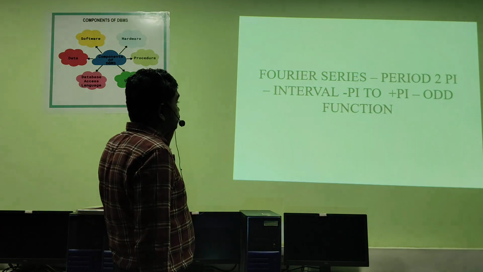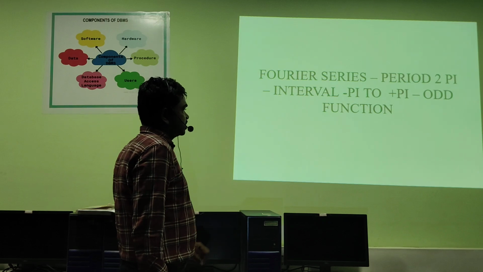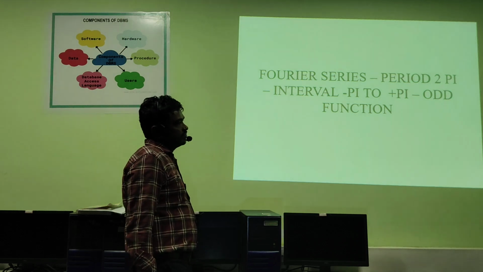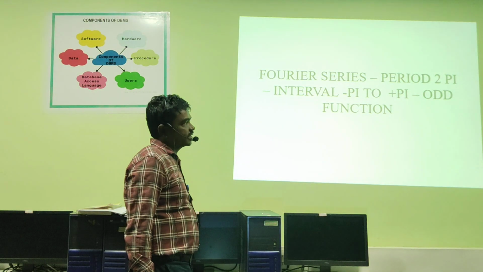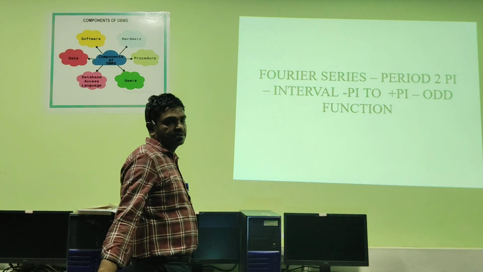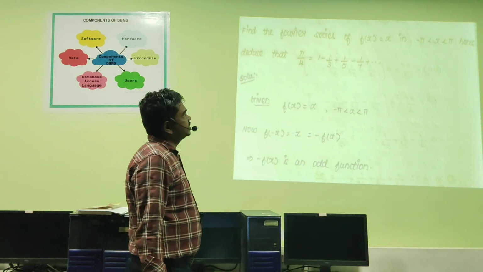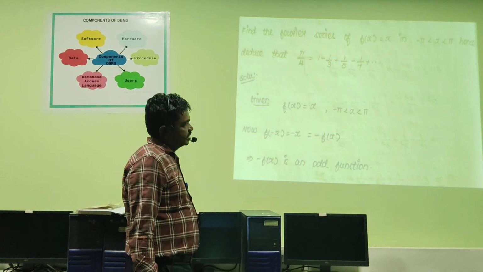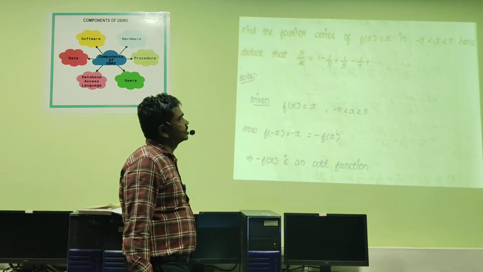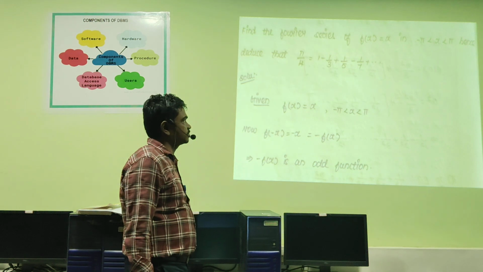Next, we have done the function which is neither even nor odd. We will now discuss the odd function. How do you find out the function is an odd function in the interval minus pi comma pi? That is, the period is 2 pi. Find the Fourier series of f(x) = x in minus pi less than x less than pi, and hence deduce that pi by 4 equal to 1 minus 1 by 3 plus 1 by 5 minus 1 by 7 plus etc.